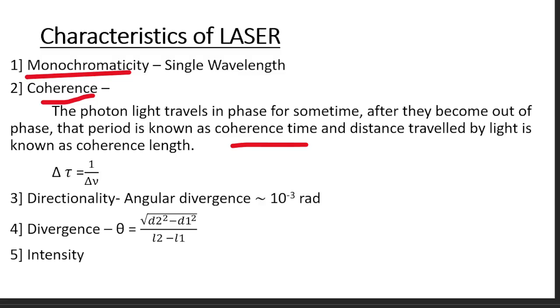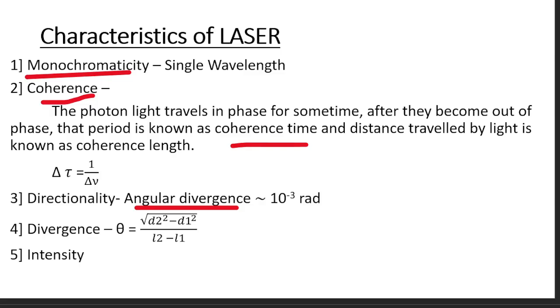Now the next characteristic of laser is directionality. Light propagating along the axial direction emerges from the cavity and becomes the laser beam. Thus, the laser beam emits light in a single direction, only in one direction. So it has a small angular divergence, which is nearly equal to 10 raised to minus 3 radians.